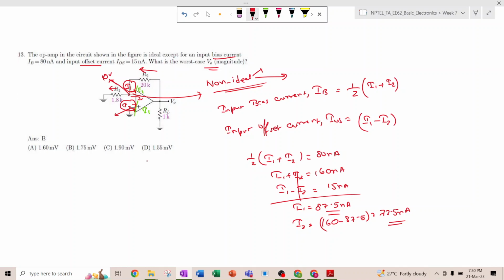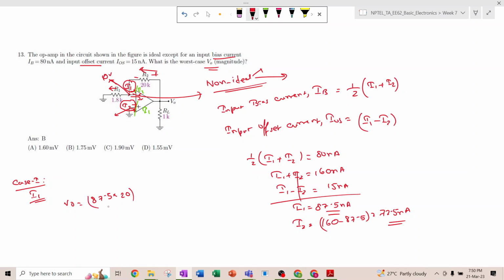So the entire current I1 will be supported by this R2, right? As I have already discussed, in this negative terminal, the inverting terminal, it can be either I1 or I2. So case 1, if we consider it as I1, then what is the value of VO? VO is nothing but I1, that is 87.5 into 20k.